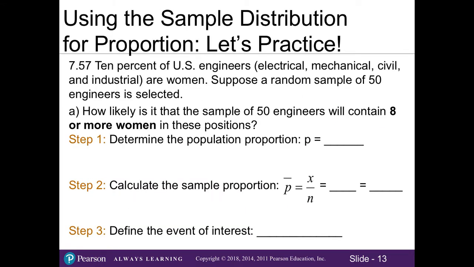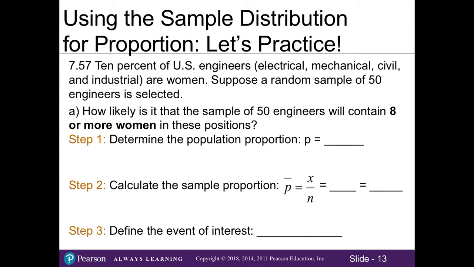Now go ahead and pull out your worksheet if you don't have it already in front of you, and let's do another practice problem. This is number 57 from our textbook. Say that 10% of U.S. engineers, this includes electrical, mechanical, civil, and industrial, are women. Suppose a random sample of 50 engineers is selected.